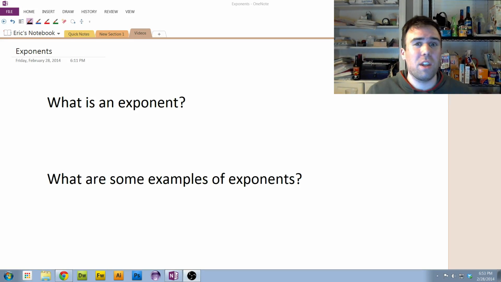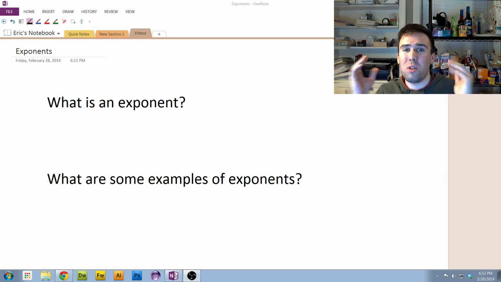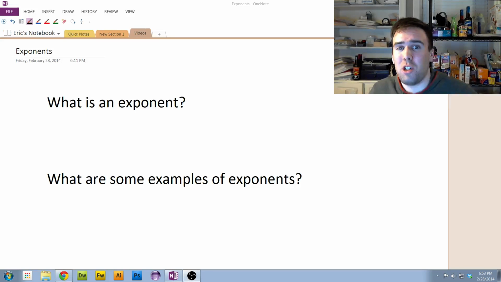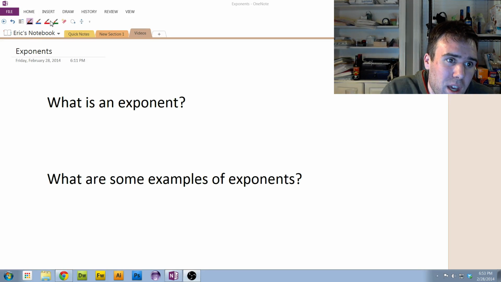We're going to be doing a little bit of work with exponents tonight. So first things first, what in the world is an exponent? Very short answer. It's a notation. Notation for what? Multiplication. So let's get that right on down.